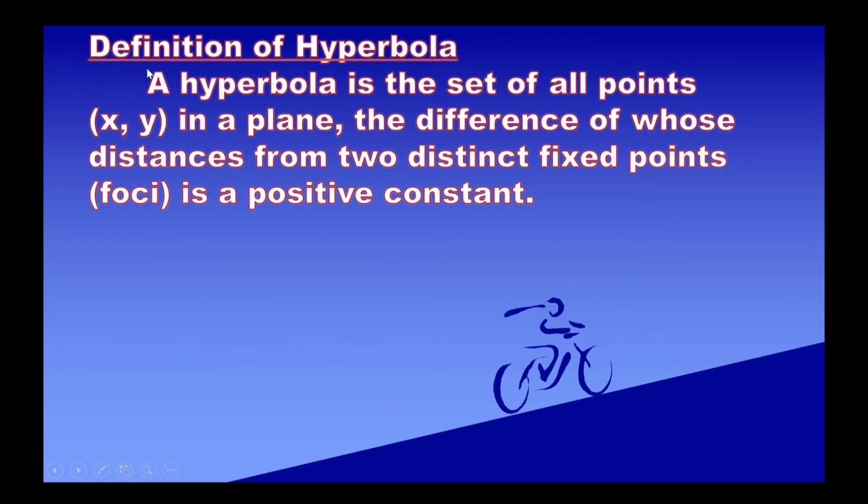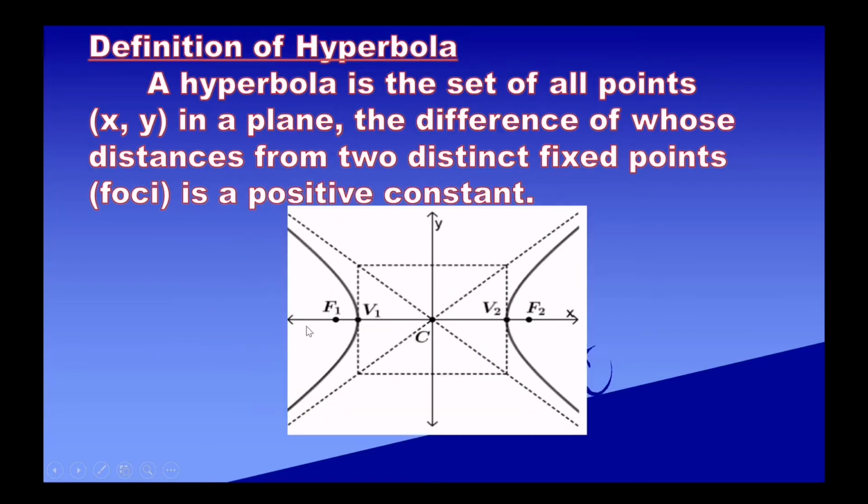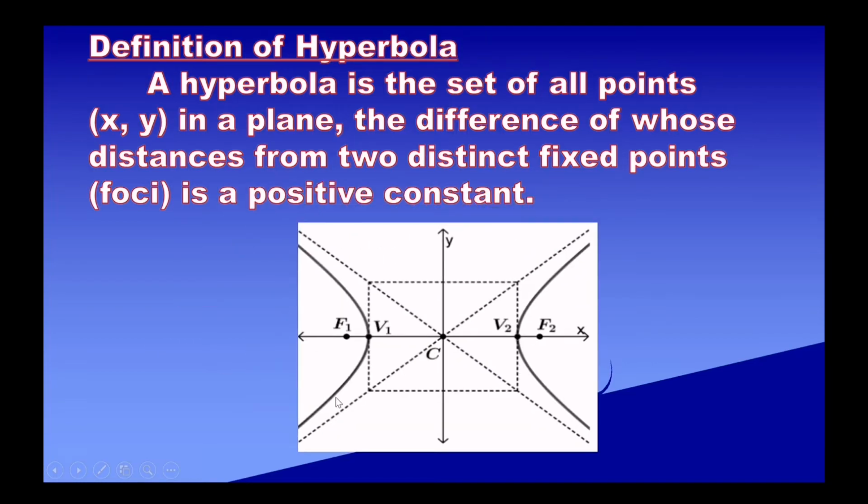So let us proceed to the definition of a hyperbola. A hyperbola is the set of all points (x, y) in a plane, the difference of whose distances from two distinct fixed points, that is the foci, is a positive constant. How will you expound the definition? By looking at the graph of the hyperbola, our graph consists of 2 branches. Each branch consists of infinitely many points.